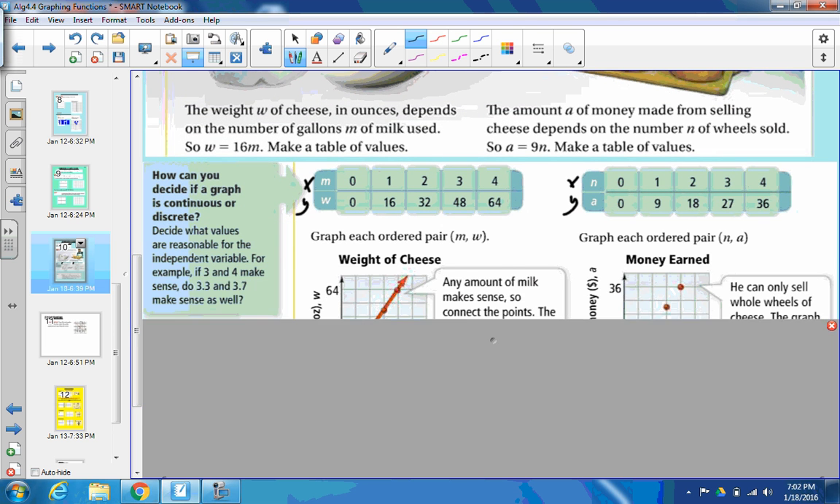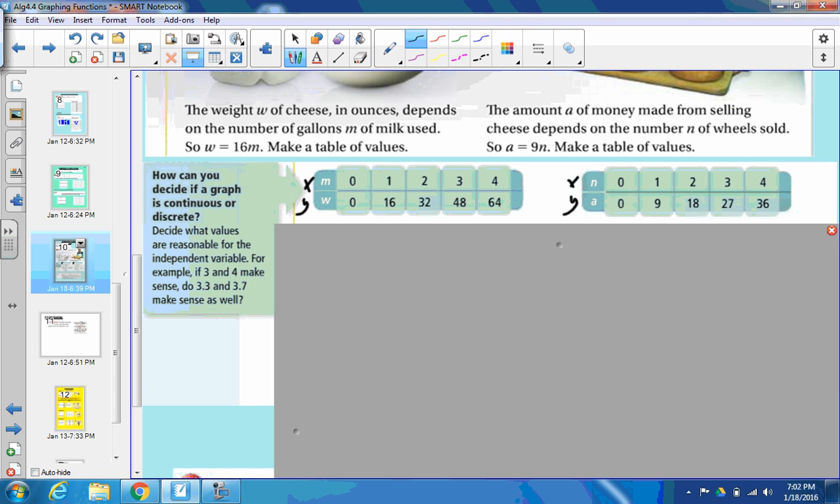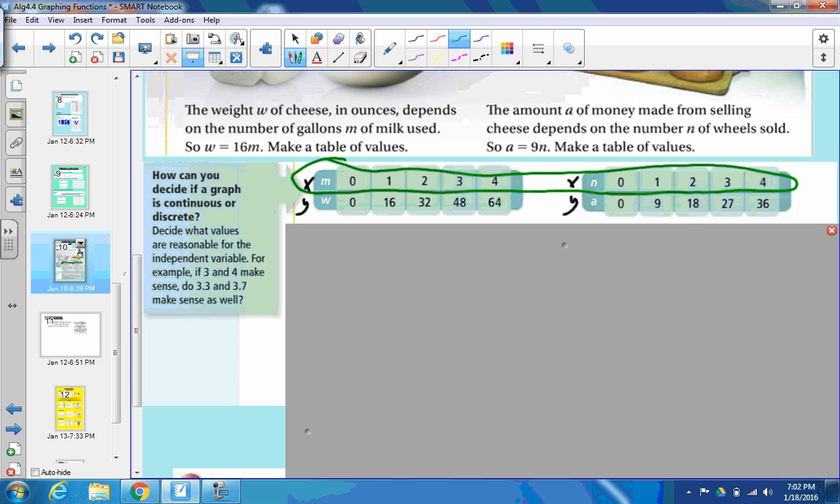Alright, so if we look over to the right or left here, it says, how can you decide if a graph is continuous or discrete? It says, decide what values are reasonable for the independent variable. For example, if 3 and 4 make sense, do 3.3 and 3.7 as well and see if that makes sense. So the independent variable, let's look at the x's. The first one, the independent variable, is the m, which deals with gallons of milk. Could we have, in the middle of there, could we make a half a gallon of milk? Sure. You can buy half gallon of milk. So we could have stuff in between. So that, I think, would be continuous because we could put stuff in between.